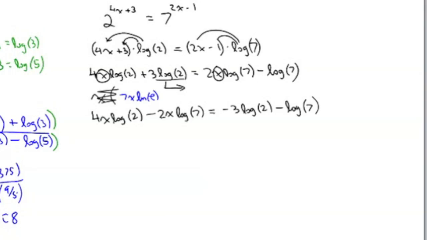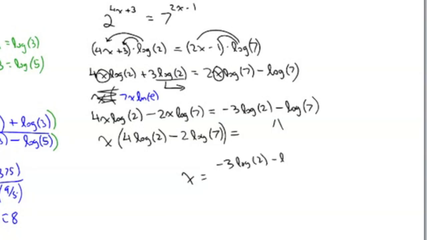Oh my gosh, I am so sorry that I made you write all that. It's horrible, but I can't do it the other way. Kick out the x. Left behind is 4 log of 2 minus 2 log of 7 is equal to, well, this mess. Copy it down. And then we're going to divide this across. So x is going to equal negative 3 log of 2 minus log of 7 over 4 log of 2 minus 2 log of 7.